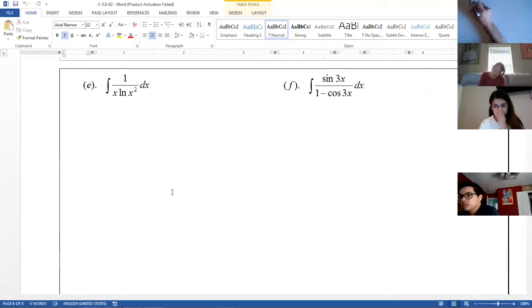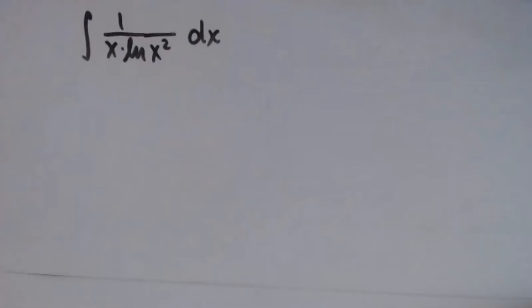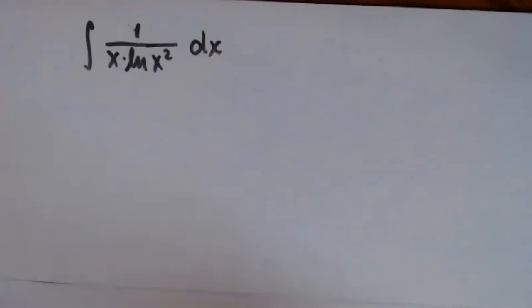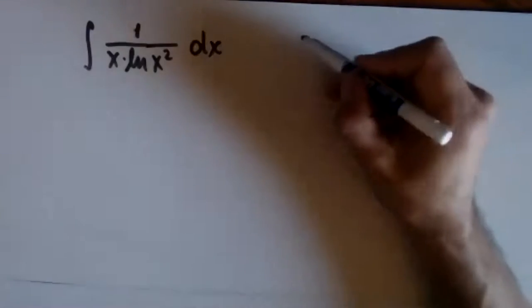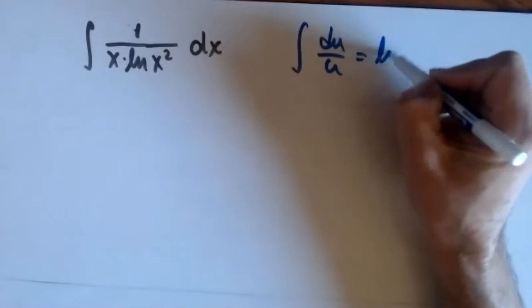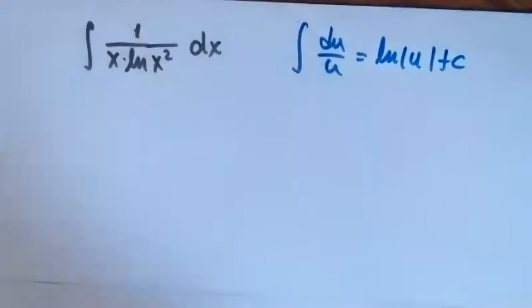Integral of 1 over x times ln x squared, dx. Okay, let's solve the first one. Stop sharing. There it is. We have now the problem. Well, again, we have a fraction, so we try to match our formula for fractions, and the only one we have is this one, du over u.